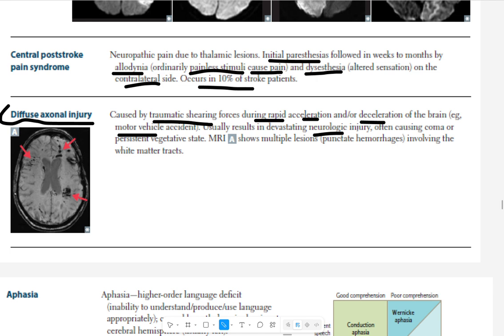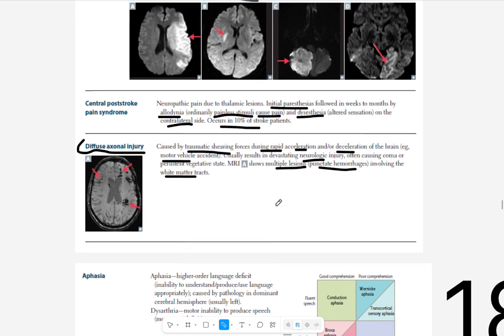On the MRI, you see multiple punctate hemorrhages. Clinical picture will show you a coma and a persistent vegetative state, and severe traumatic brain injury. MRI shows multiple lesions, punctate hemorrhages. These are involving the white matter tracts. So you can see these punctate hemorrhages, right?